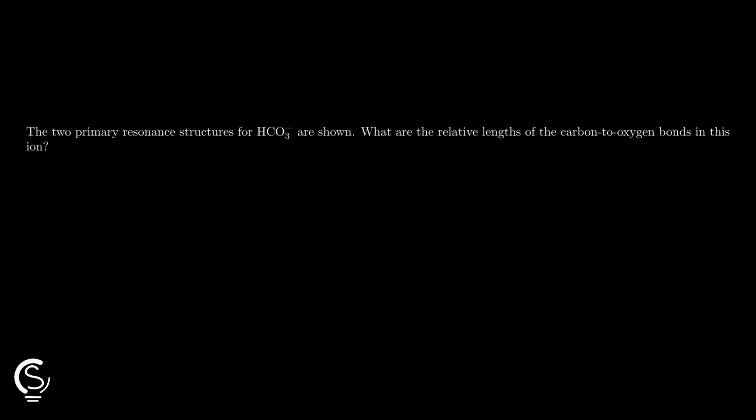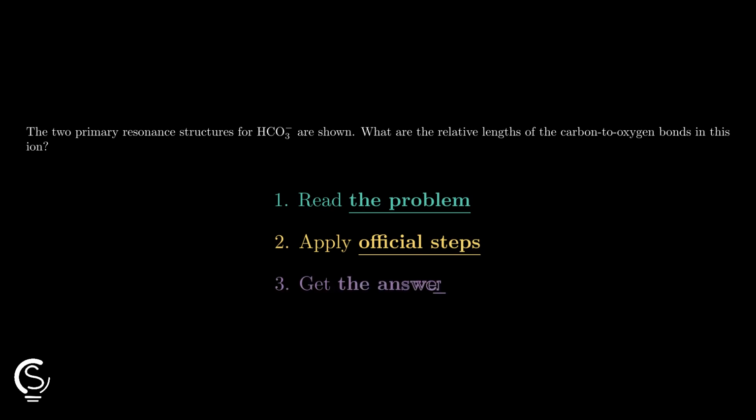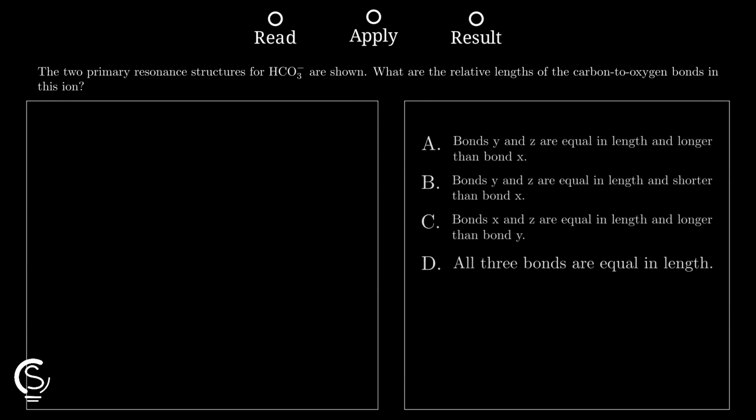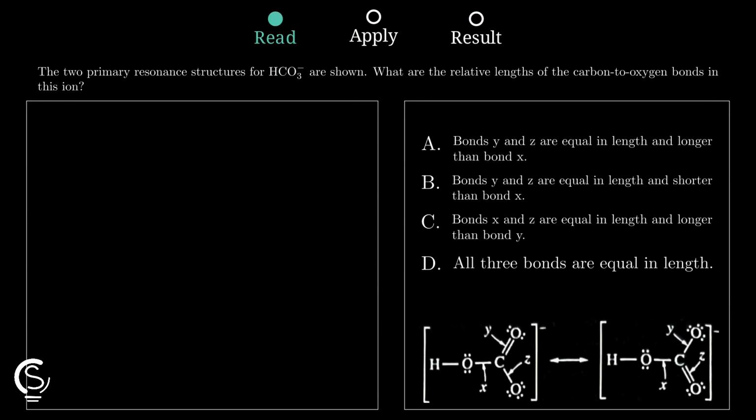Let's level up. Resonance structures can be tricky, but we will solve this bicarbonate ion problem in seconds. Let's compare these carbon to oxygen bond lengths right now. Look at the structures where resonance occurs between bonds Y and Z. The double bond character is shared between these two positions, making them identical partial double bonds in the hybrid.